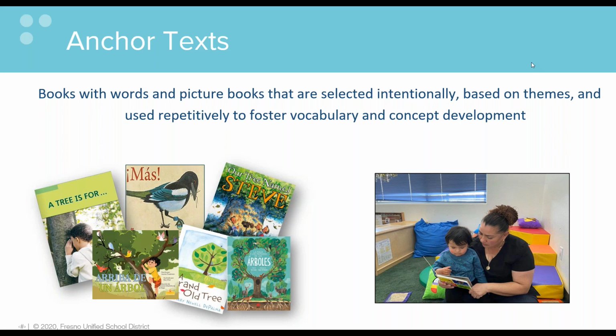So when we think about anchor texts, they are books. They're books with words and picture books that are selected intentionally. They're based on themes and concepts being explored, and they're used repetitively to foster that vocabulary and concept development. These texts really promote dual language learners' oral language abilities, again, their conceptual knowledge and social emotional development. And anchor, right? There's that word anchor at the beginning. Why do we call these anchor texts? What's different about them as opposed to another book that you might read with a child?